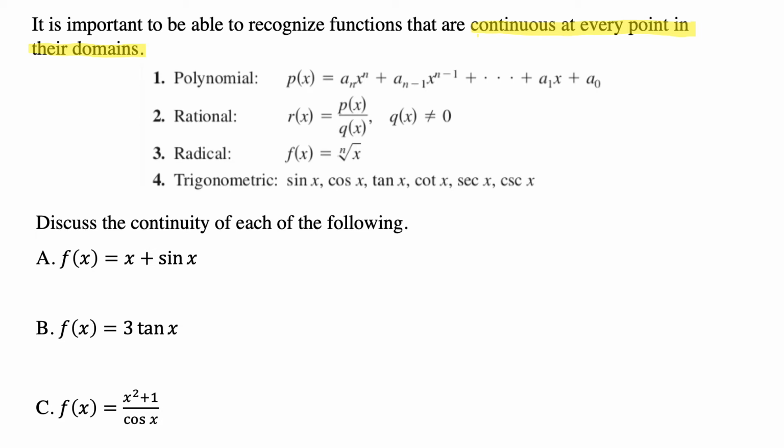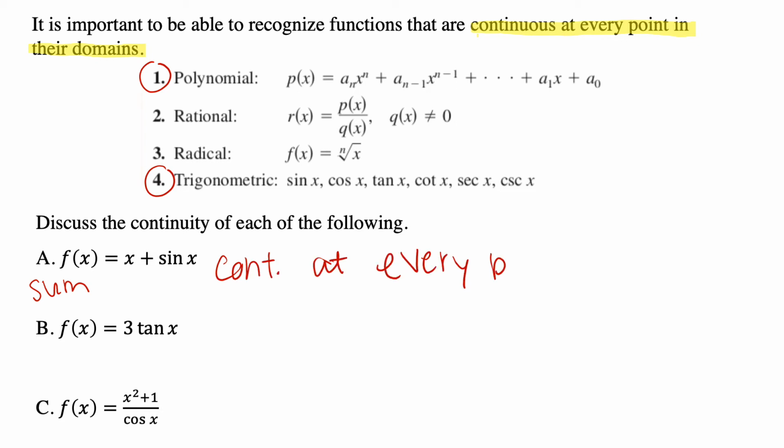Looking at letter A, our function f of x is a sum of a linear function, which is a polynomial, and a trig function. Since both x and sine of x are continuous for every point in their domain, the property in the last slide said that this function will be continuous at every point in its domain.